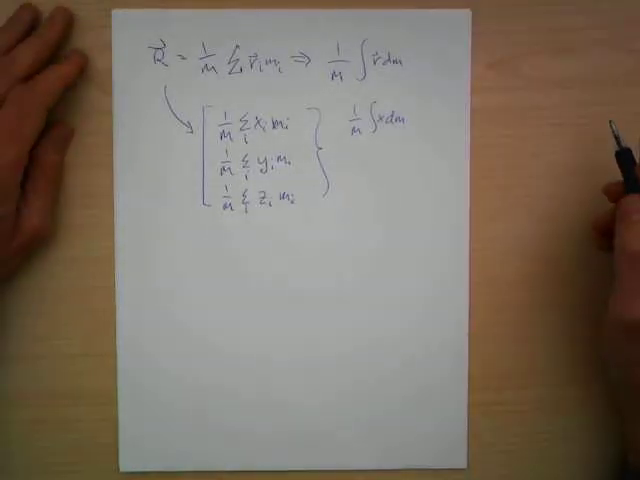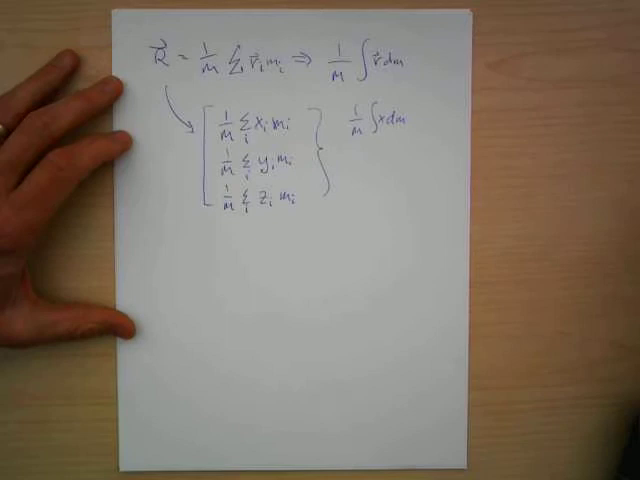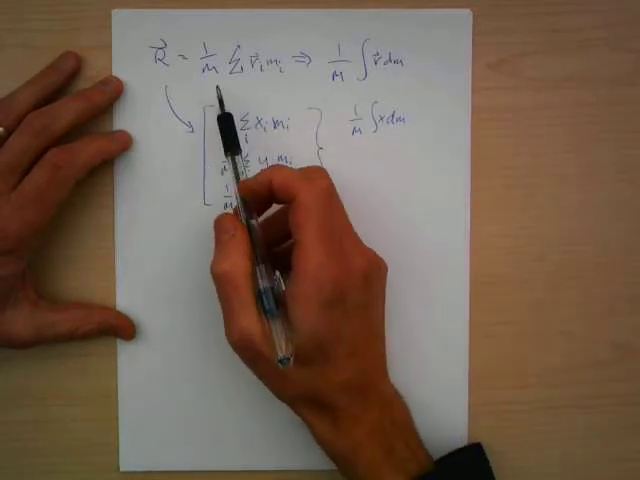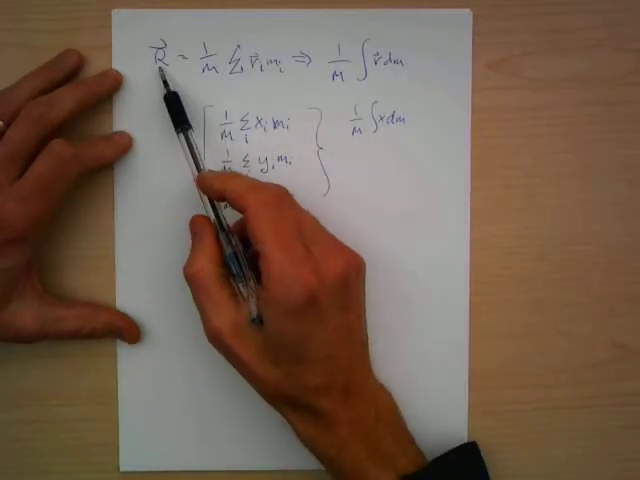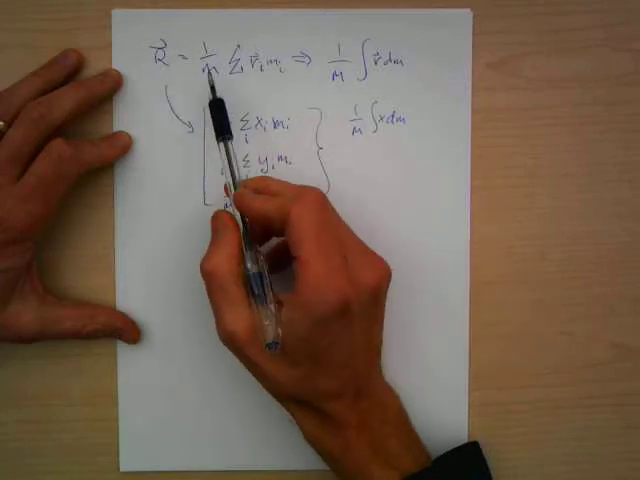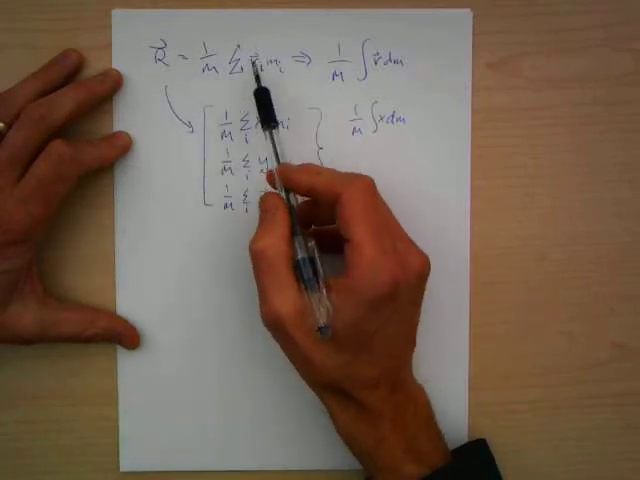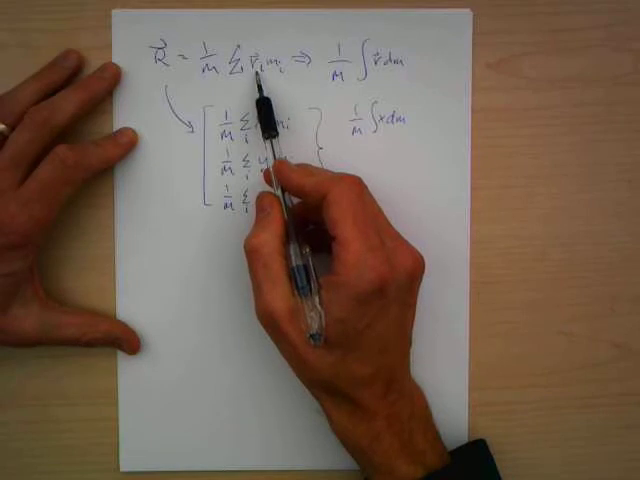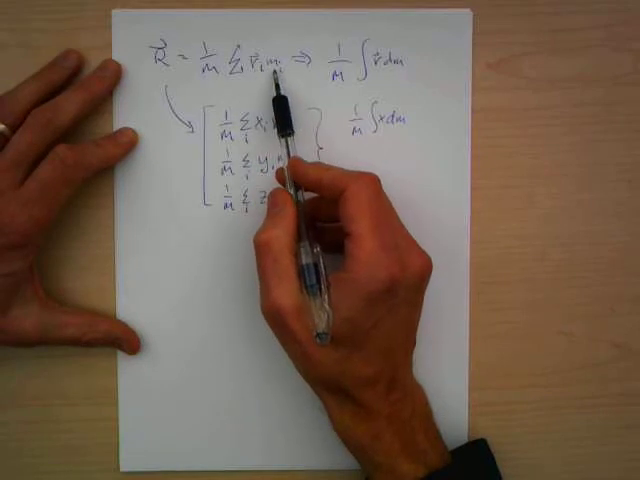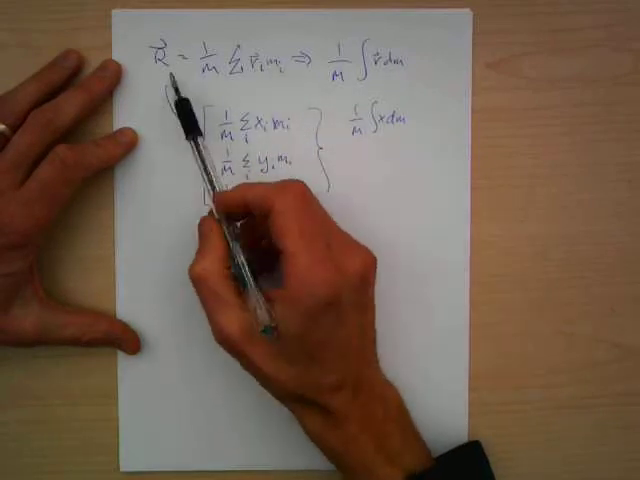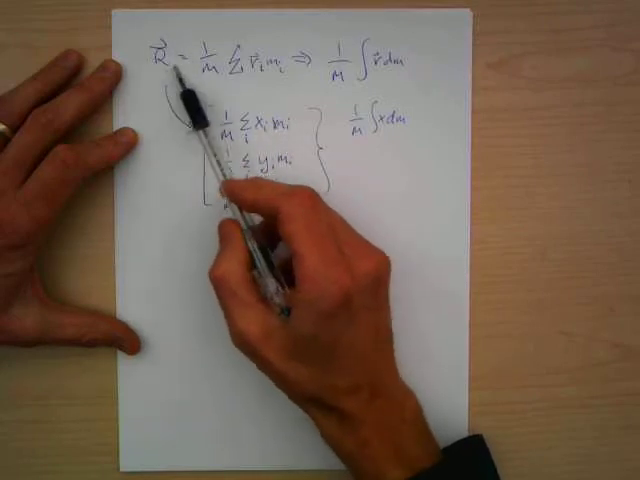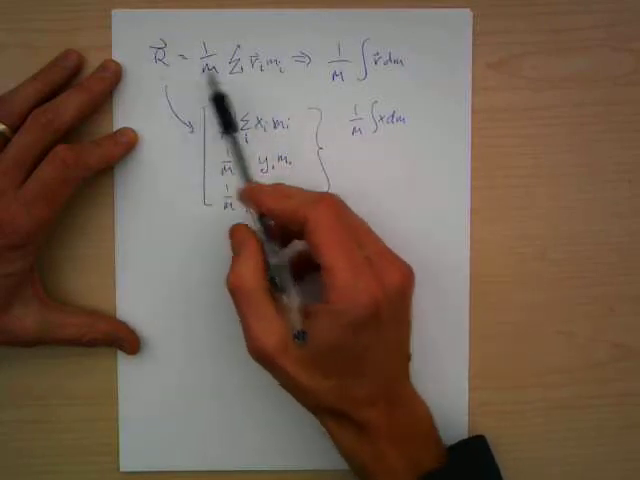Okay, we're going to talk about how to calculate the center of mass. So let's start with the definition, which is given here. The position vector for the center of mass is defined as 1 over the total mass times the sum of the individual position vectors of each mass element that you have. And so that's a vector. It has x, y, and z coordinates to it.